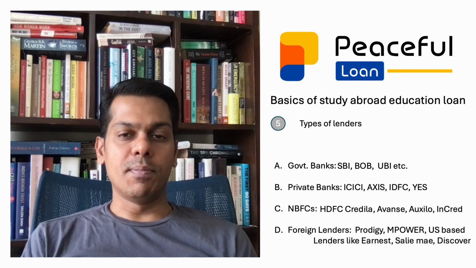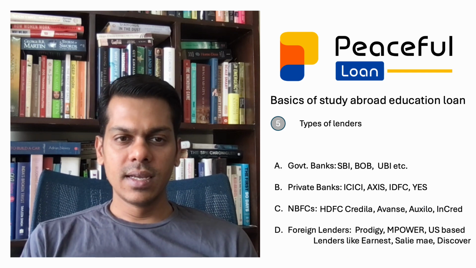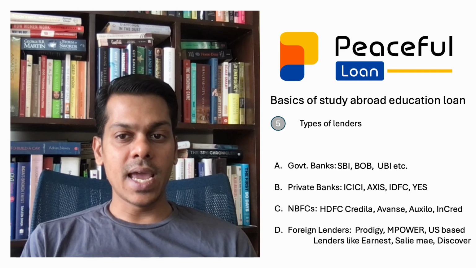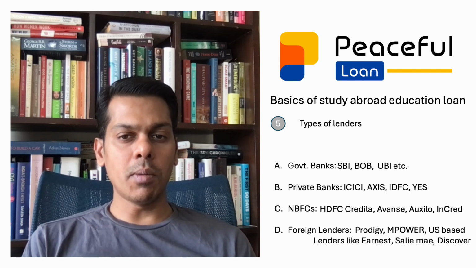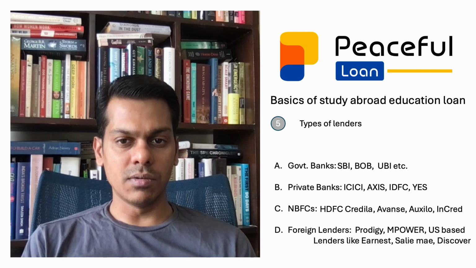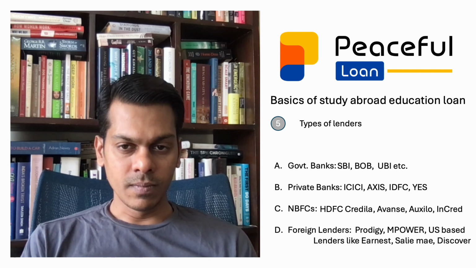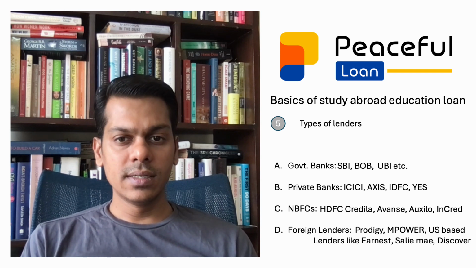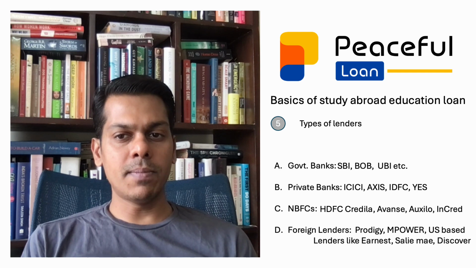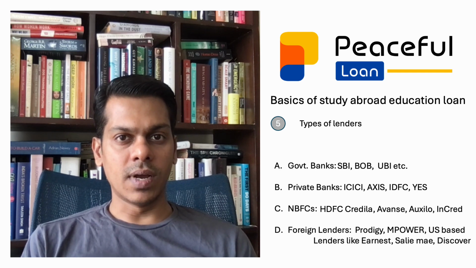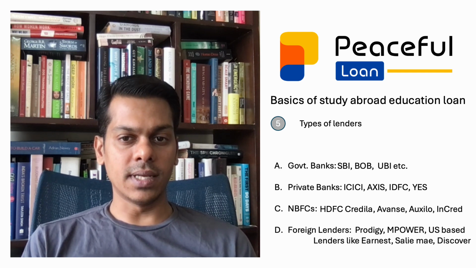Next topic is type of lenders. There are broadly 4 types of lenders. Government banks like SBI, Bank of Baroda, UBI are the top government banks active in the education loan space. Private banks like ICICI, Axis, IDFC, Yes Bank. A key point to note here is that 2 of the top private banks are not mentioned here. One is HDFC Bank, the other is Kotak Mahindra Bank.